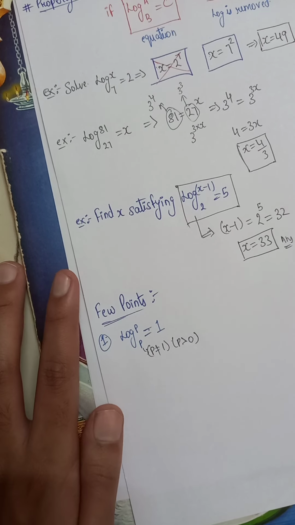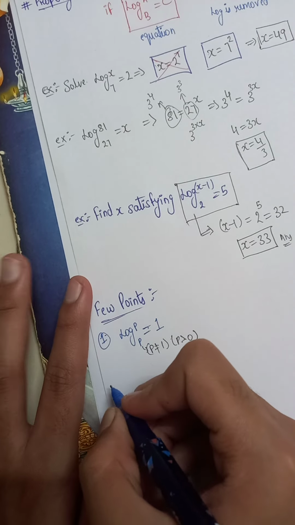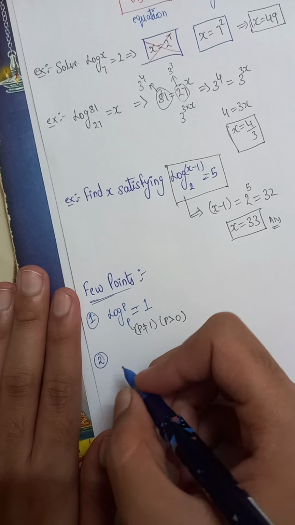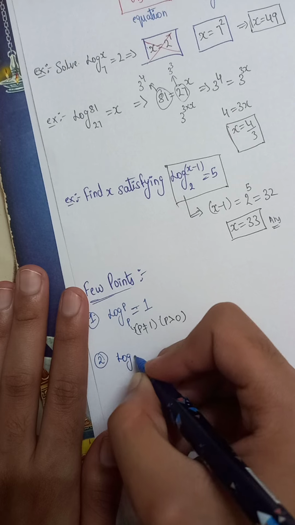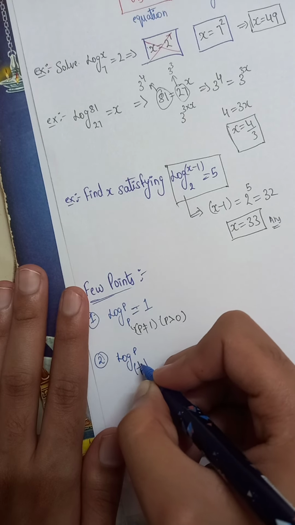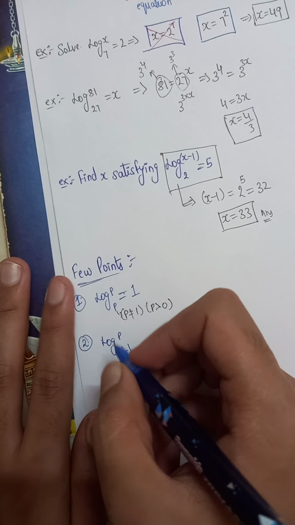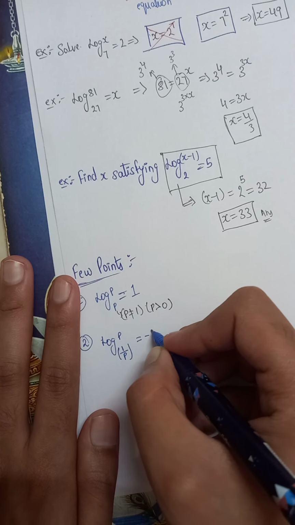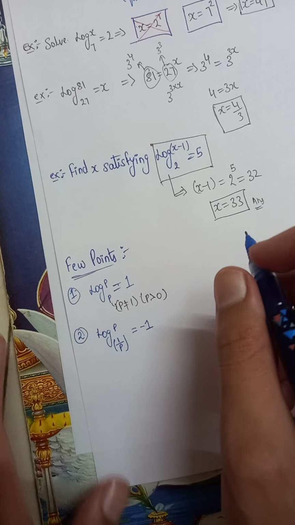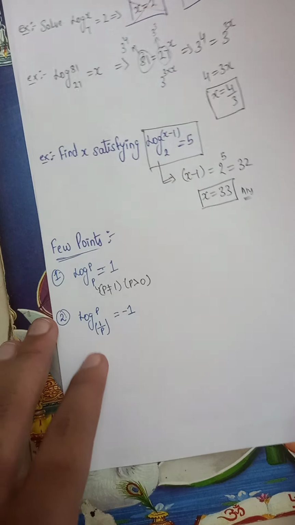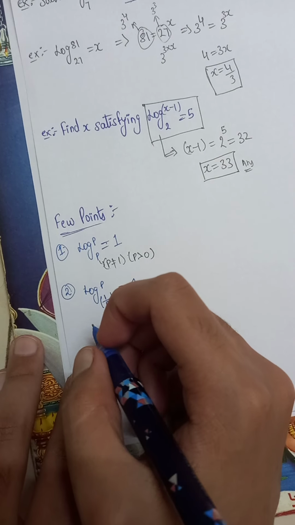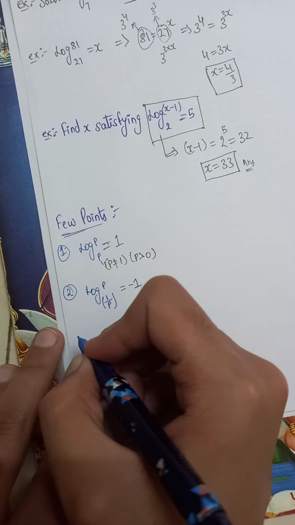Okay, so now next point, second point. I hope you're writing with me. Now log p to the base 1 by p. What is log p to the base 1 by p? It is actually minus 1. You don't need to learn the proofs for this, it's not important, it will not be asked in your exams either.